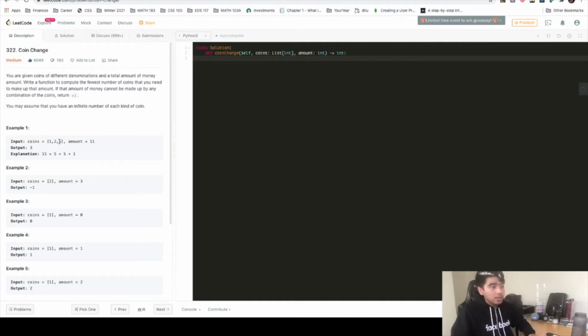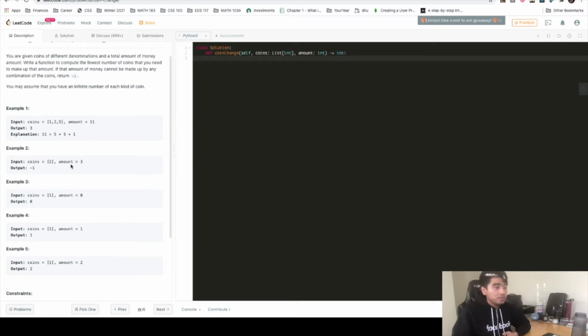So we're given denominations, so think of this as like a penny, a 2 penny, and then a 5 penny, and we want to make an amount of 11. So the output is 3. Why? Because you can make 5 plus 5 plus 1. That is going to equal 11, and the number of coins to make that was 3.